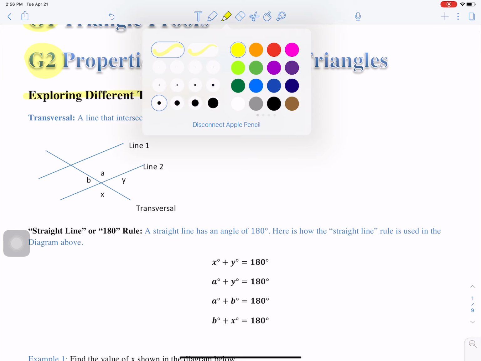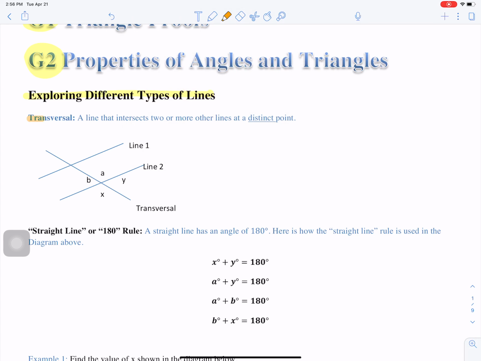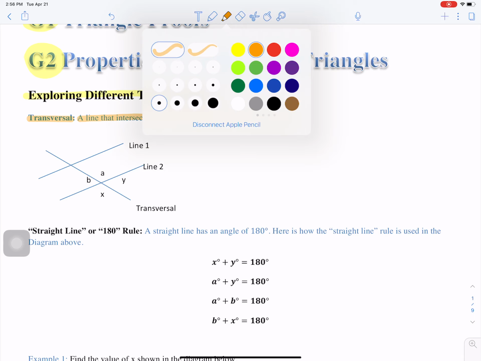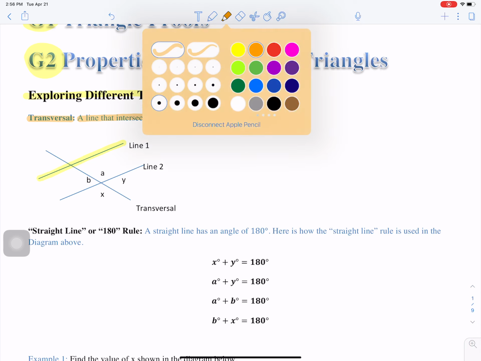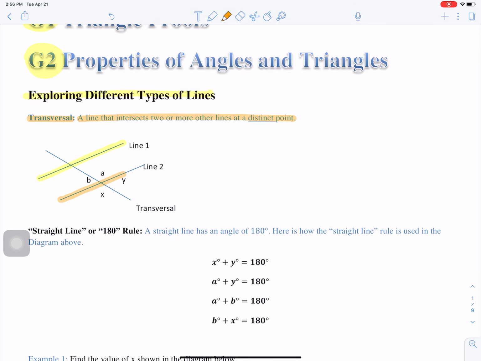One of the definitions that you will need to know is what a transversal line is. The definition is that it's a line that intersects two or more other lines at some point on that line. So I draw one line and I call it line 1. I'm going to highlight line 1 in yellow. I'm going to draw another line called line 2. I'm going to highlight that line in orange. And then coming in with a negative slope, I'm going to draw another line, which I'm going to call the transversal, and it intersects line 1 and line 2.